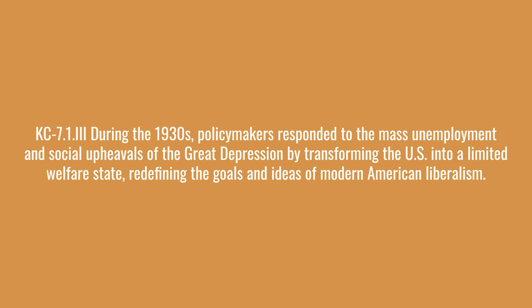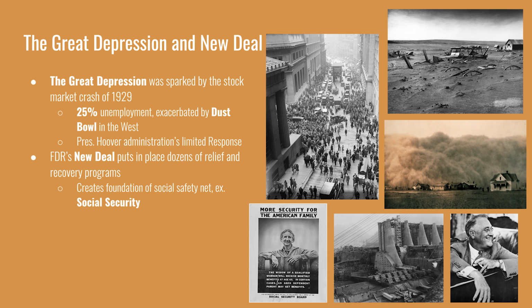The Great Depression was sparked by the stock market crash in October 1929. It led to massive unemployment, up to 25%. Out west, farmers were dealing with the Dust Bowl caused by prolonged drought and decades of dry farming techniques that exhausted the soil to the point that it resembled sand.